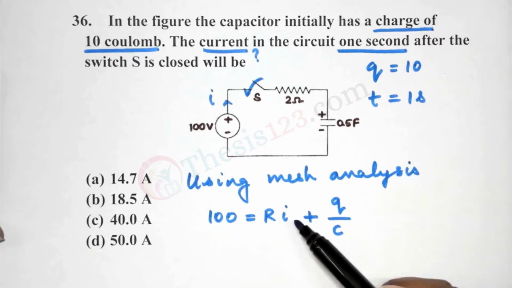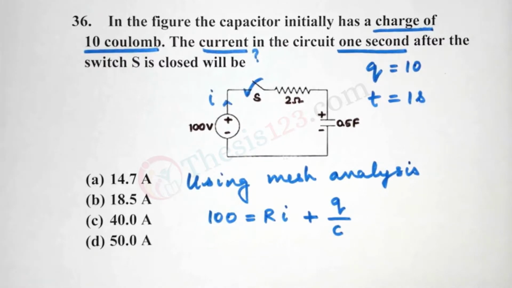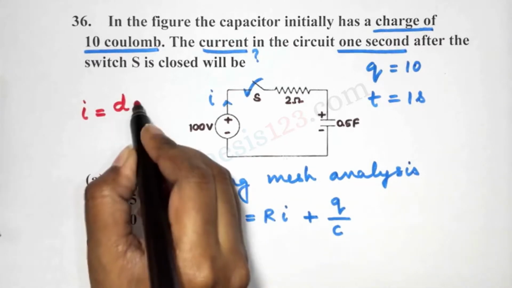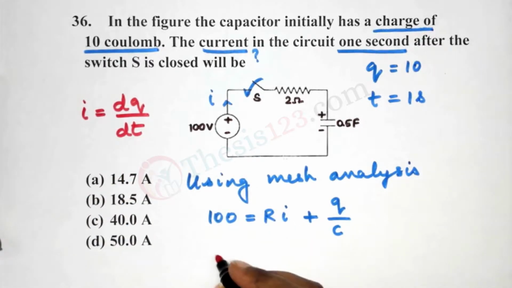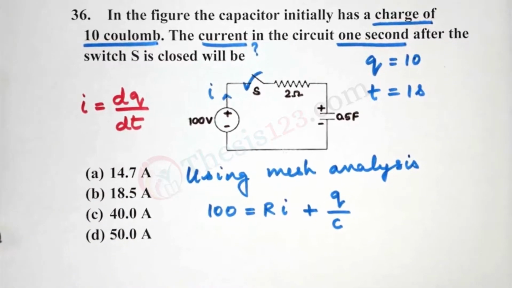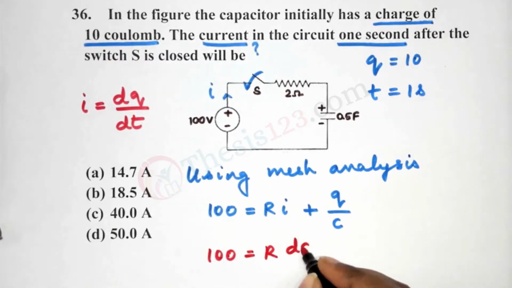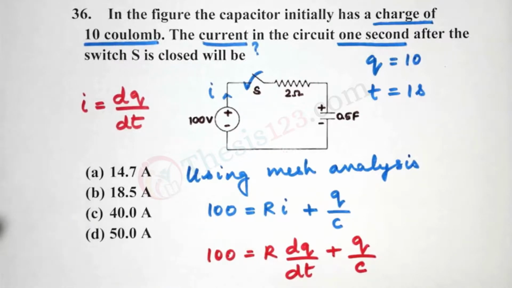But what is I in terms of time? We know that I is equal to dq by dt. So let's substitute that over here. So this would now become 100 is equal to R times dq by dt plus q by c. Let me just grab another sheet of paper and we will continue.